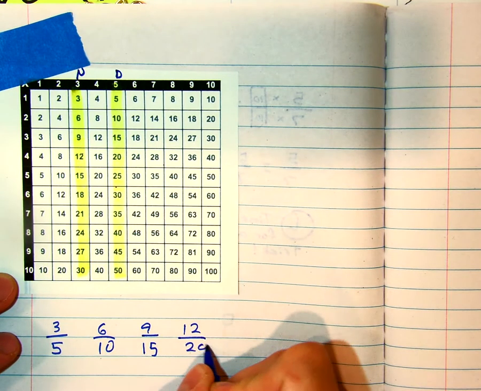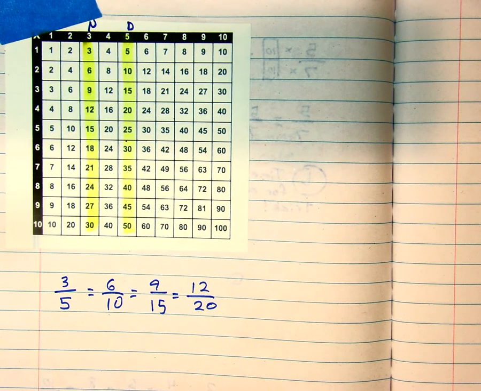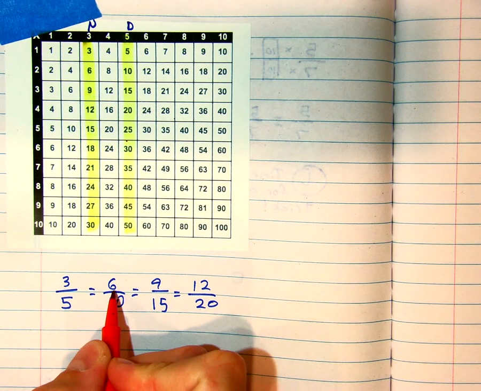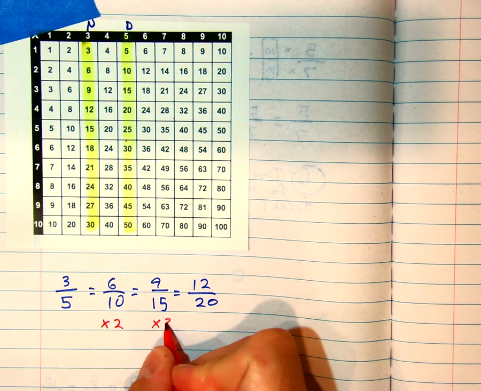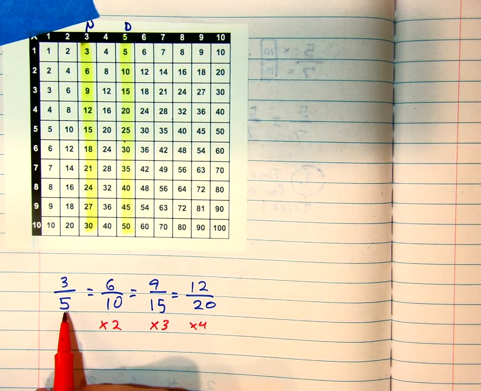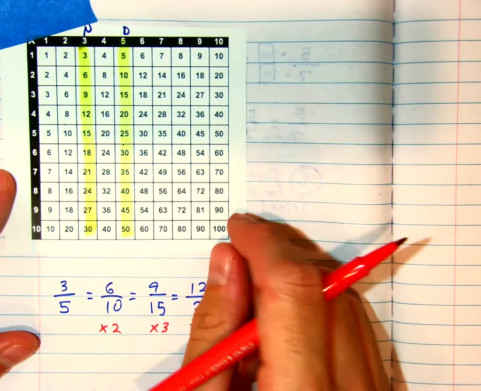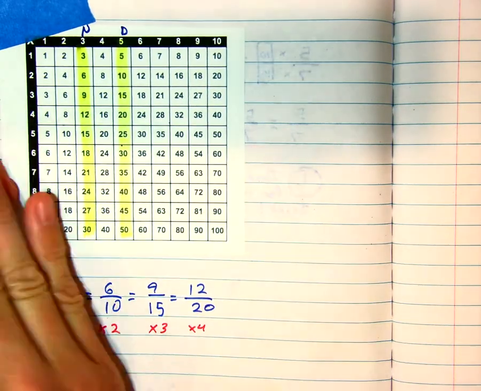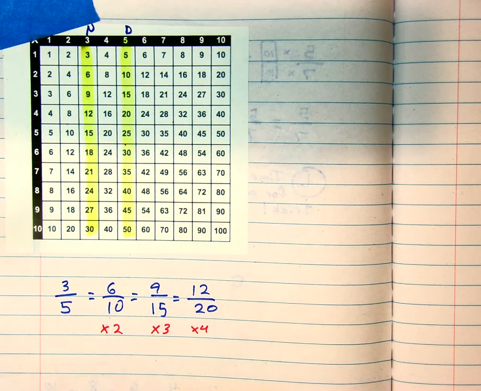Again, we can keep going, but let's see if we can identify those multipliers. 3 times blank is 6, times 2. 3 times blank is 9, times 3. 3 times 4 is 12. We can double check with our denominator. 5 times 2 is 10. 5 times 3 is 15. 5 times 4 is 20. So this multiplication chart can work either side to side, horizontal, or vertically up and down. So if you have one of these, it's going to be really helpful with making equivalent fractions.